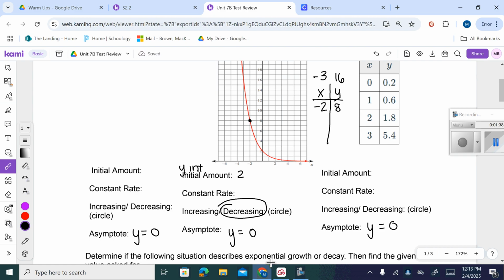There's also a point right here at -1, 4. Anybody don't know that is -1? And then we said our y-intercept was 0, 2. So I made my own table. How am I going to find the rate?